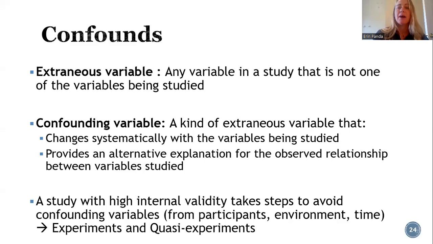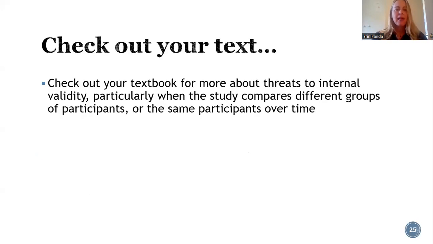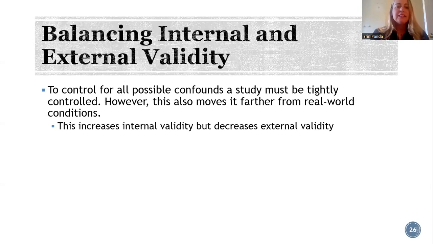In the future, we're going to talk about quasi-experiments and experiments, how they actively work towards decreasing confounding variables, making sure that they don't have an effect on the results. And we'll talk about how this often allows a study to have higher internal validity compared to correlational and non-experimental studies that don't do this. In the meantime, check out your textbook, because they talk in a little more detail about some threats to internal validity that you want to avoid when looking at research studies, and to think about as you're designing your own research proposal.